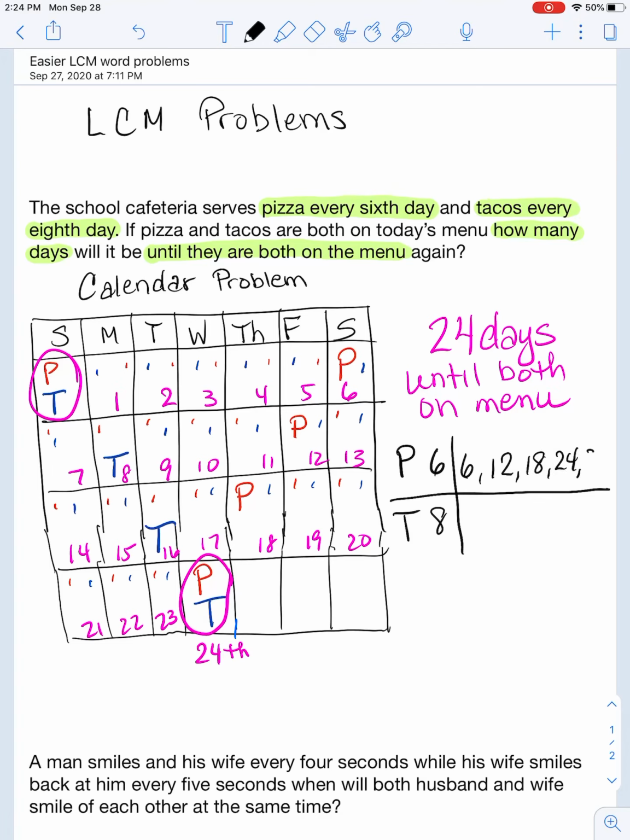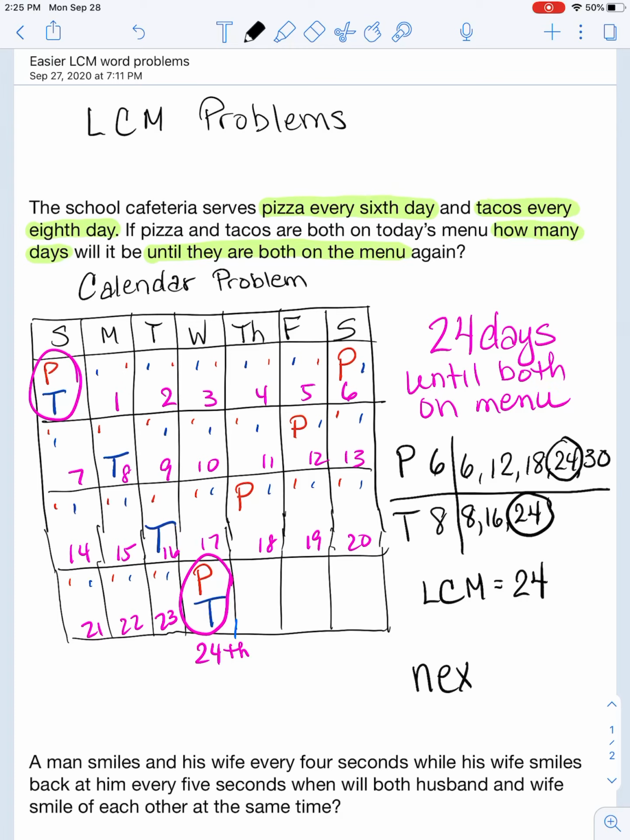So I have 6, 12, 18, 24, 30. Now I'm going to list the multiples of 8. 8, 16, 24. Do you see what happened? As soon as I get a common multiple, that will be the first or the least common multiple. So you see that the LCM is 24, and that is also the number of days until both will be on the menu again. So anytime you're given 2 things that happen on the same day and they want to know how many days until they both happen again on the same day, or when is the next time.